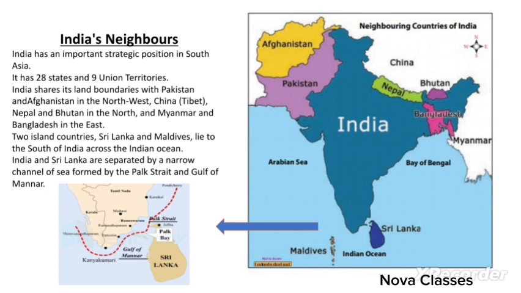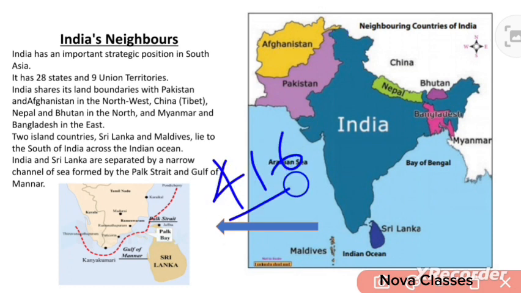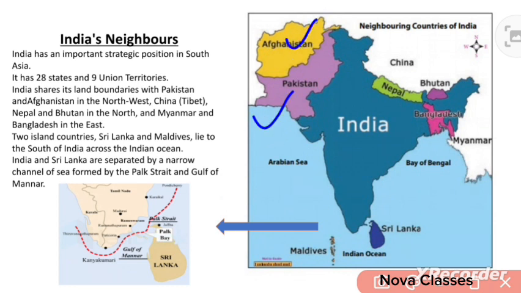How many countries are there which share a border with India? On the west side you can see Pakistan, and Afghanistan is also there. Shortest boundary sharing is around 416 kilometer. How much? 416 kilometer. So that is Pakistan, that is Afghanistan, and after that you can see China, Nepal, Bhutan, Bangladesh, and Myanmar. So these are the countries which share a land boundary with India.